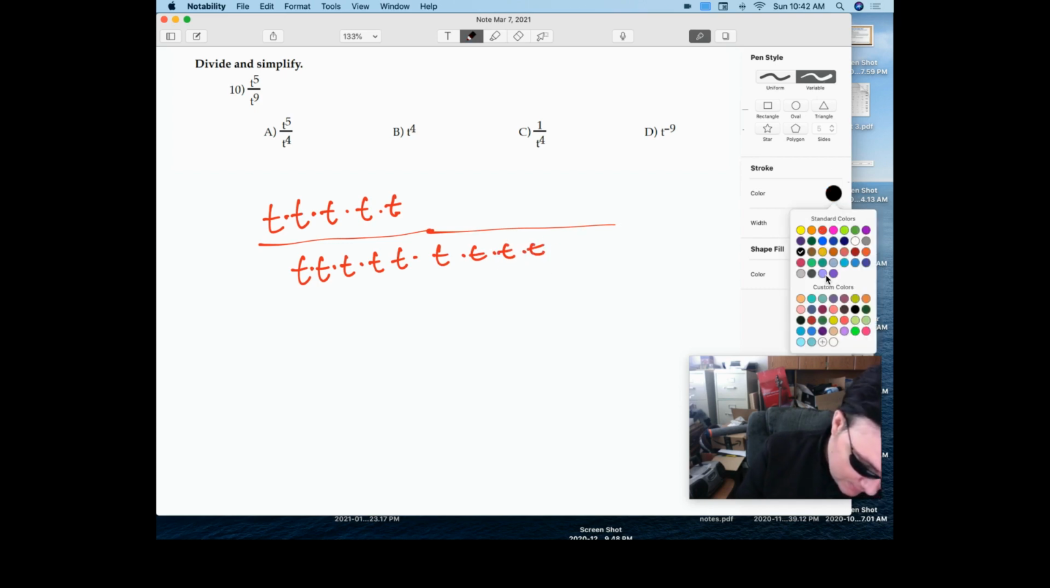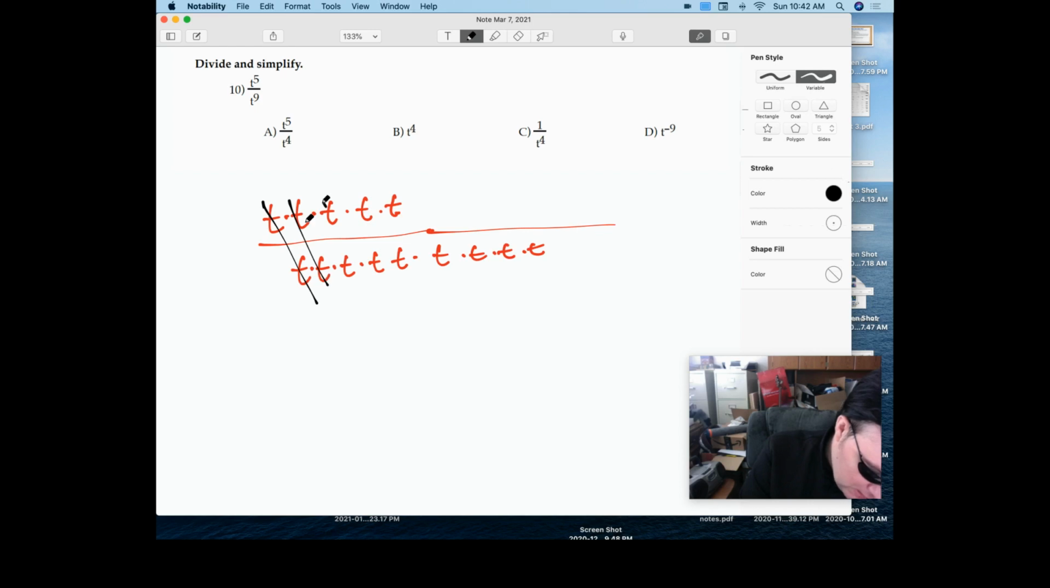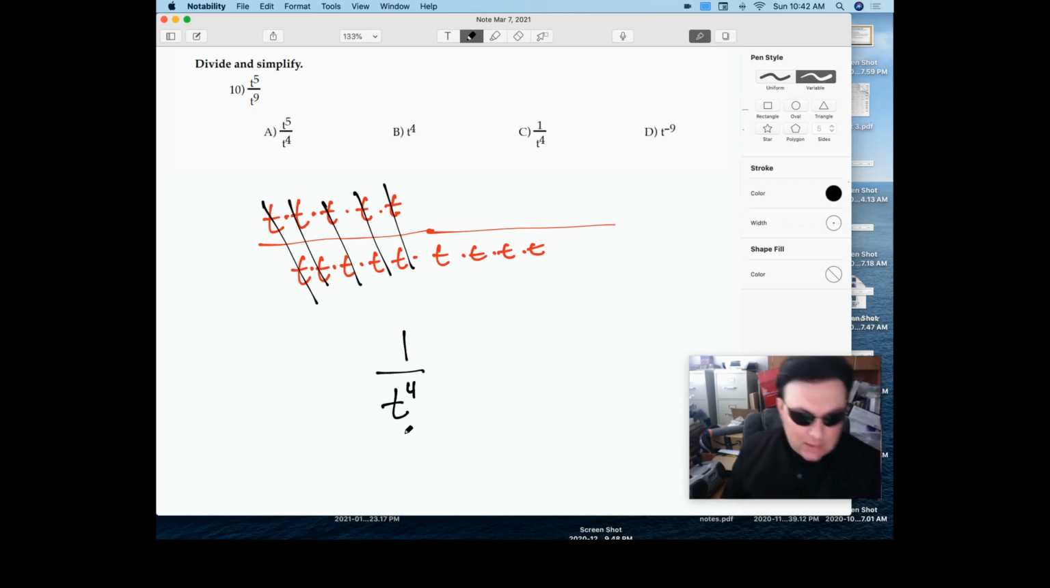And what we know here is that what matches up cancels out, and we're left with 4 on the bottom, so this is 1 over t to the 4th. But if you look at this, what are you actually doing? Well, if we have 5 on top and 9 on the bottom, what pairs up is going to cancel out, and what you're left with is the 4 on the bottom. This process of canceling things out is actually subtraction.